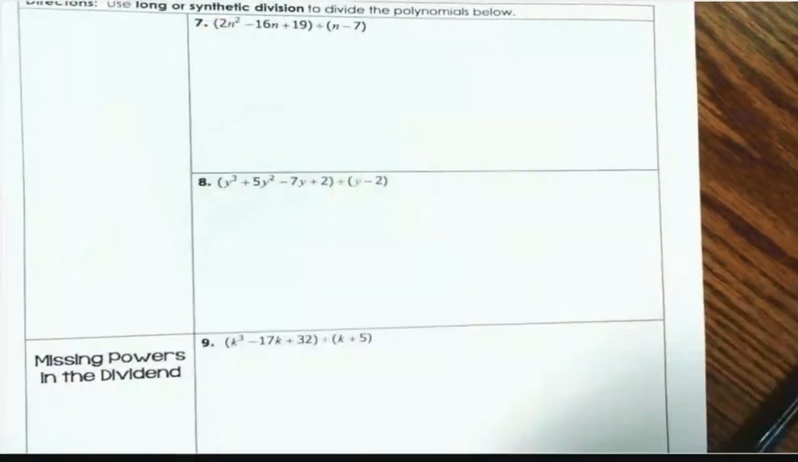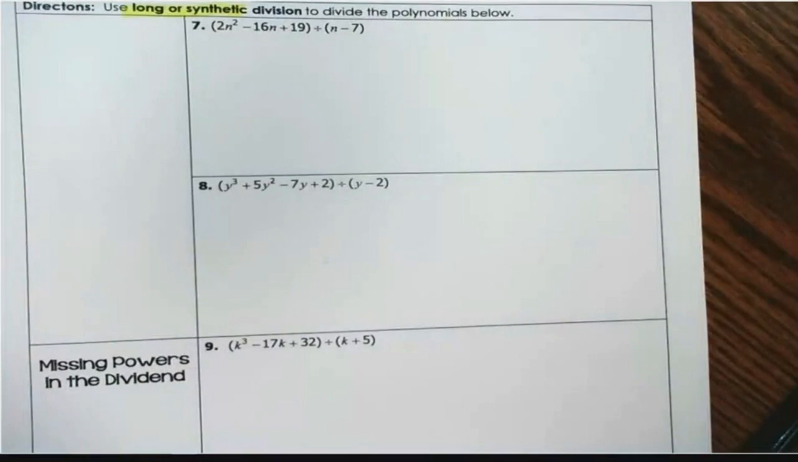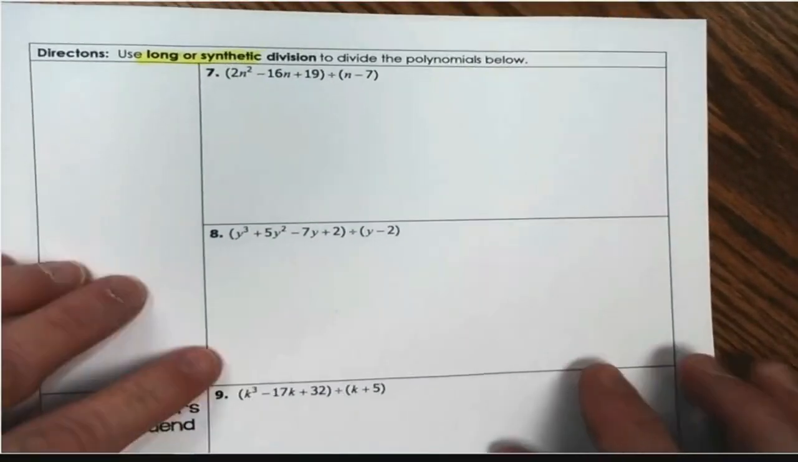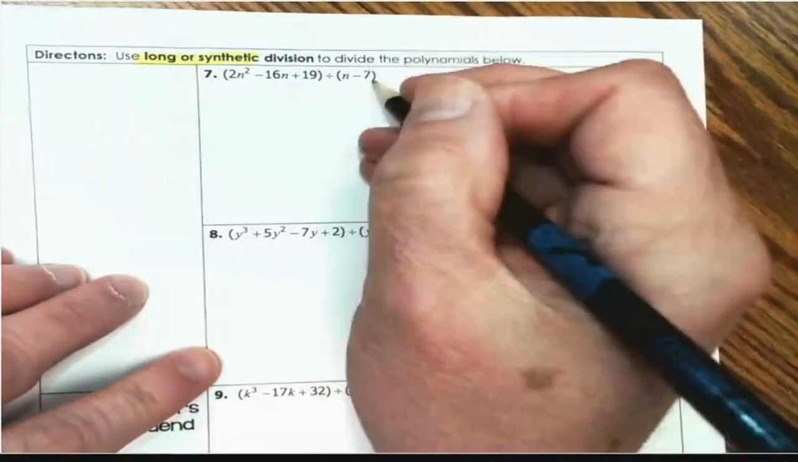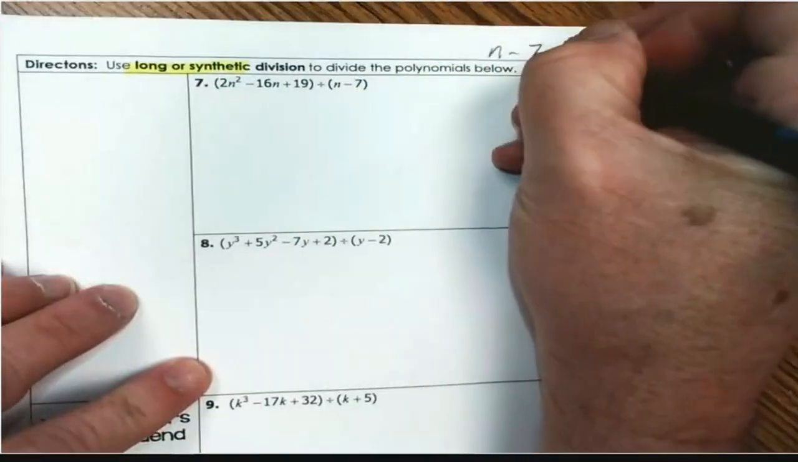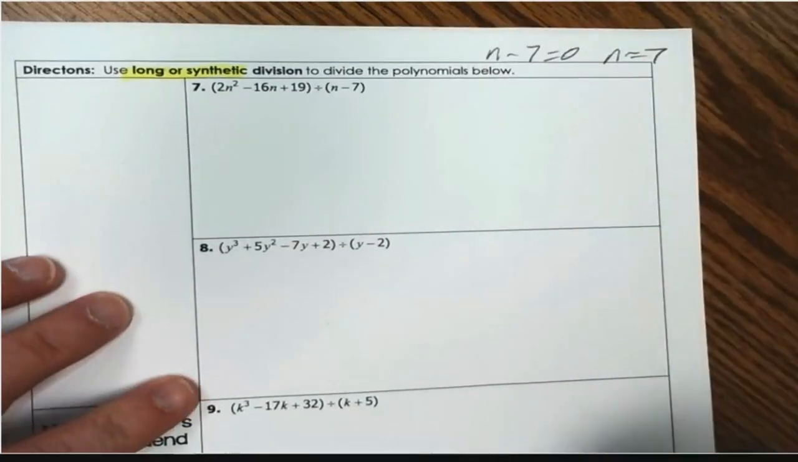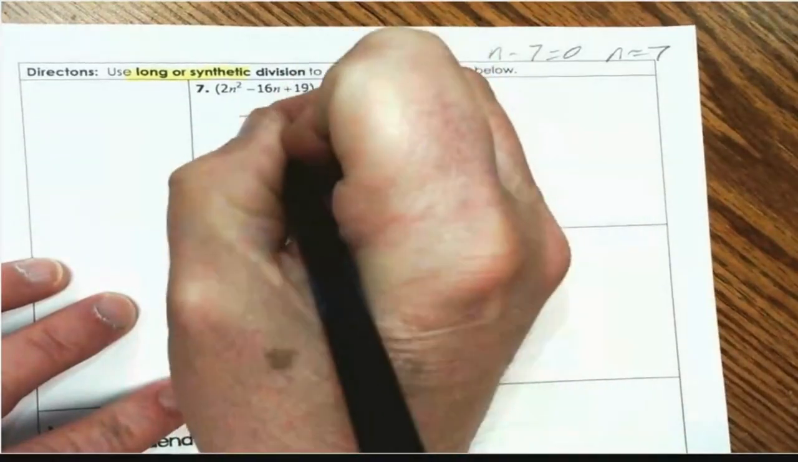Here you got your choice. Use long or synthetic division. I'm going to do synthetic. If you want to check it by doing long division, you can do that. N minus 7: if n minus 7 equals 0, that means n equals 7. So I'm going to divide by 7.